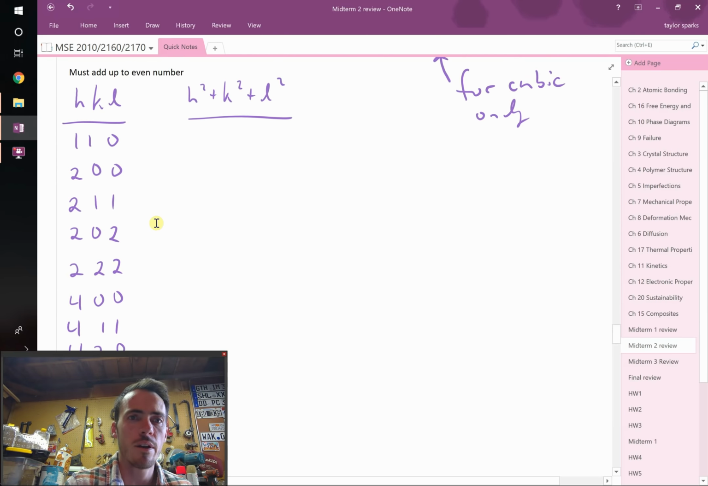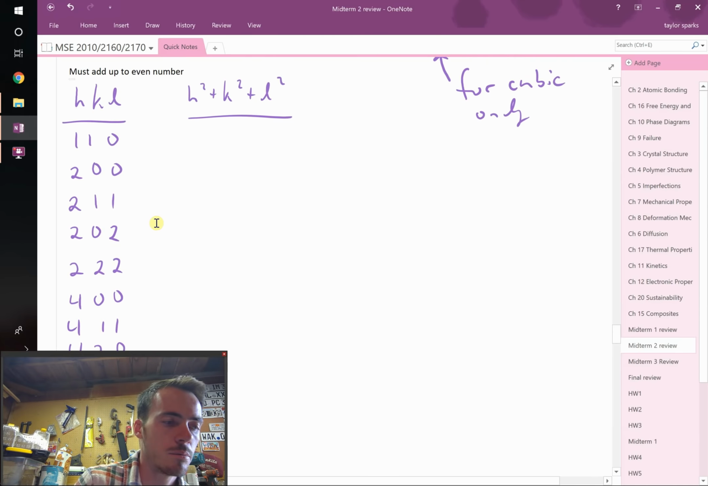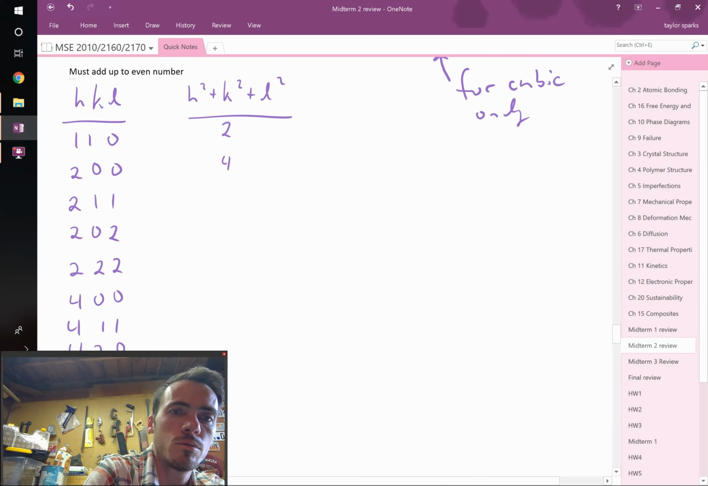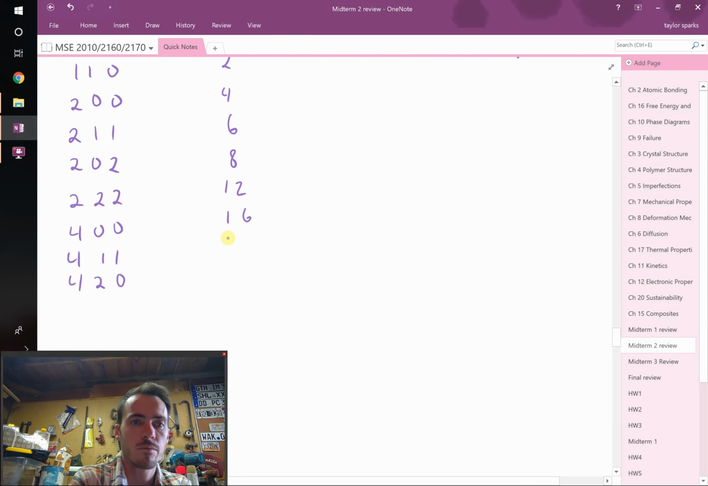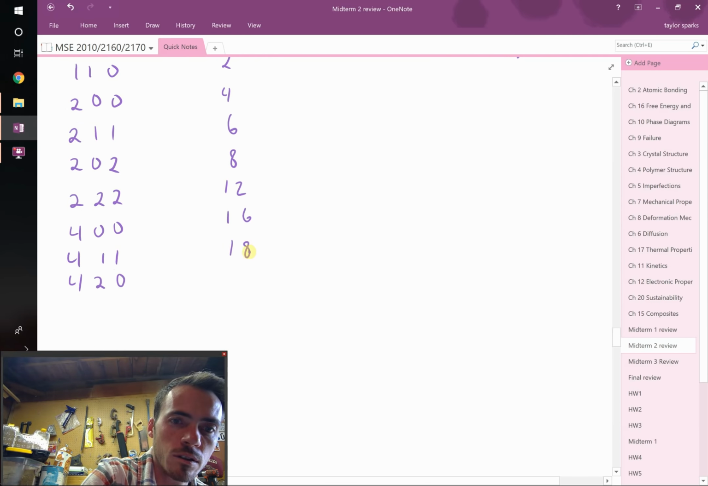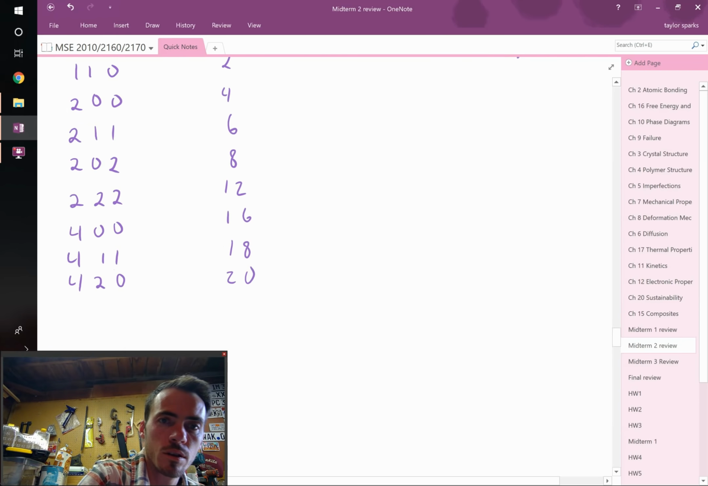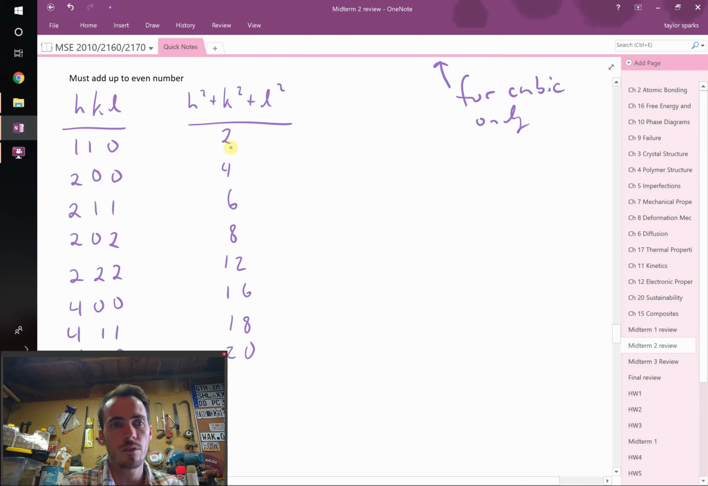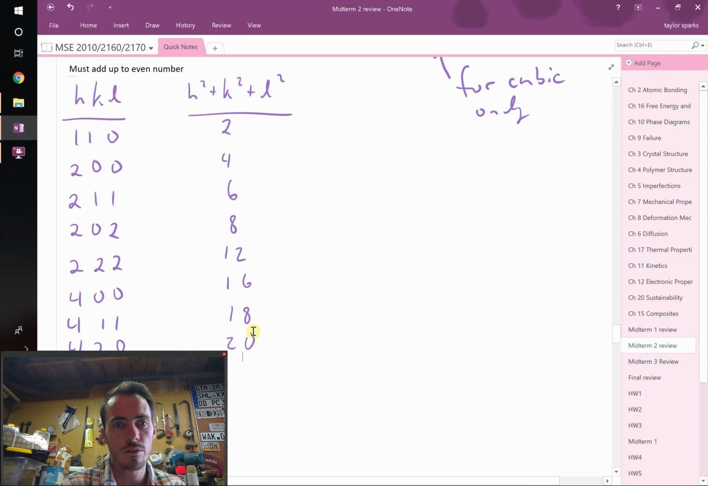Let's start adding up h squared plus k squared plus l squared. In that place, it's going to be 2. That's 4. This is going to be 6. That's going to be 8. It's going to be 12. 16. That will be 18. This will be 20. So we happen to write these in just the right order, actually. 2, 4, 6, that's an increasing order.